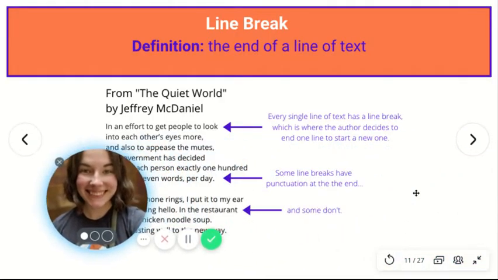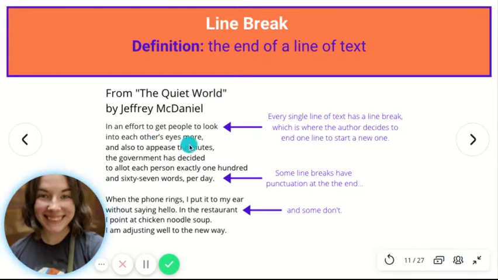Okay, a line break is the end of a line of text. So literally there's a line break at each end here. There's a line break at look, at more, at mutes, at decided, at hundred, at day, right? So it's where the poet decides to end the line of text. So every single line of text has a line break, and that's where the author decides to end the line to start a new one. Some line breaks have punctuation at the end, like this one, after day, and some don't, like this one, after restaurant. It's all up to the author.